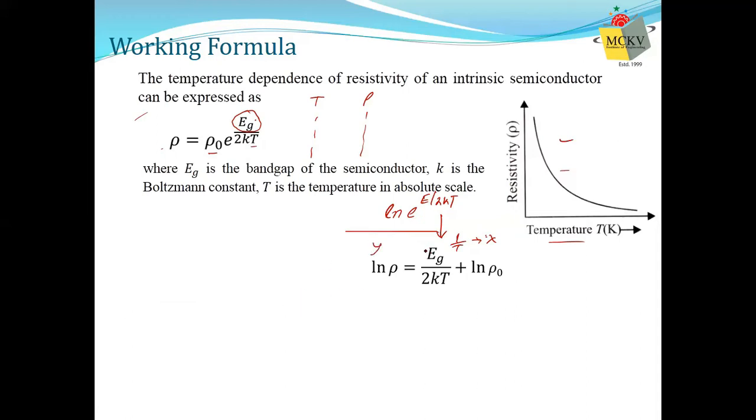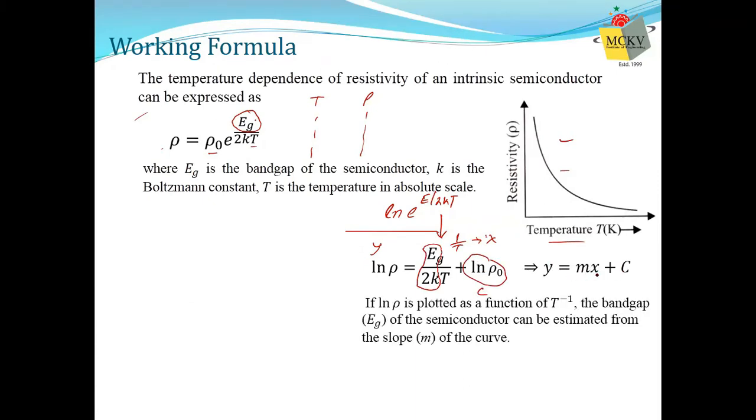Okay. So you understand, if I say this whole thing is m, and this whole thing is c, then it will look like y equal to mx plus c, where x is temperature inverse, y is log rho, c is log of rho naught, which is another constant, and m is Eg by 2k. This is an equation for a straight line, where m is the slope of the line and c is the intercept.